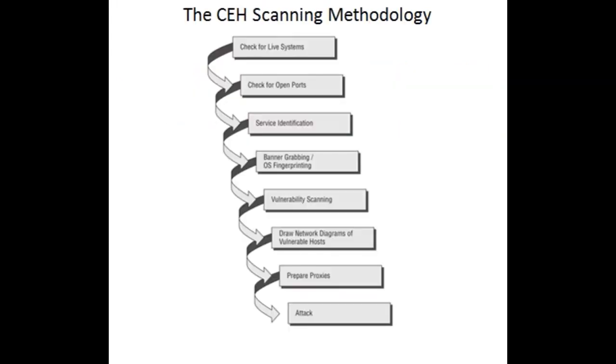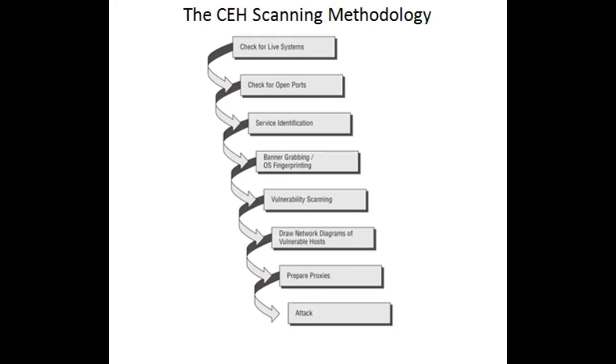The CEH scanning methodology. As a CEH, you are expected to be familiar with the scanning methodology presented below. This methodology is the process by which a hacker scans the network. It ensures that no system or vulnerability is overlooked and that the hacker gathers all necessary information to perform an attack. We'll look at the various stages of this scanning methodology throughout this lecture, starting with the first three steps: checking for systems that are live and for open ports and services identification.